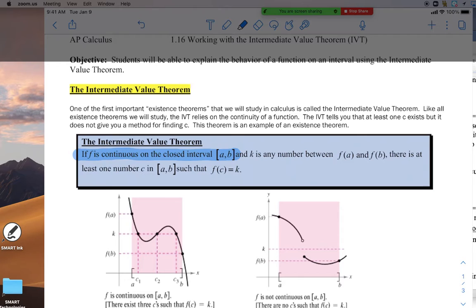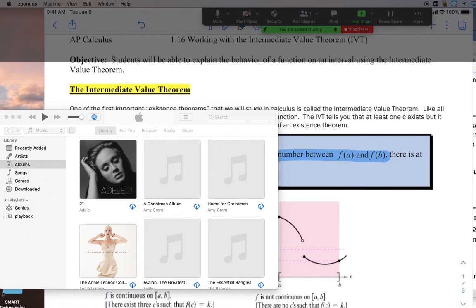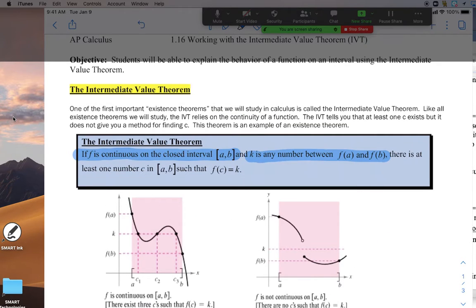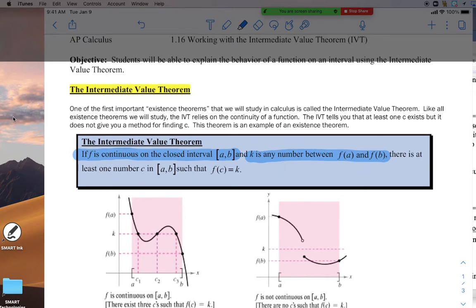All right, so two criteria. F is continuous on that closed interval, and these are the two criteria. K is some number, and it's a y value. K is a y value somewhere between f of A and f of B. So if those two criteria hold true, then the intermediate value theorem says there is at least one C value that's between A and B, so C is an X value, and K is a Y value.